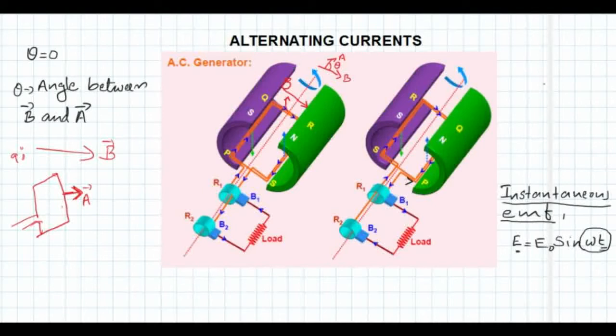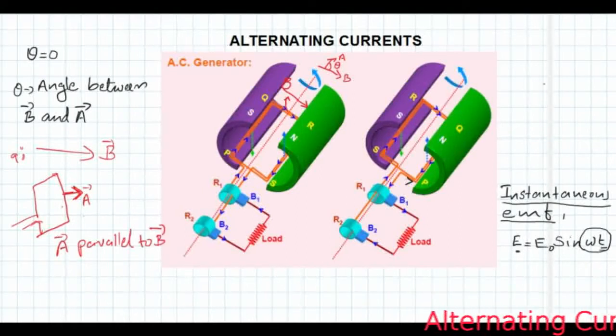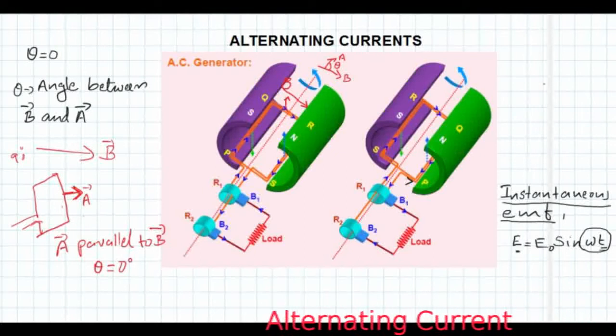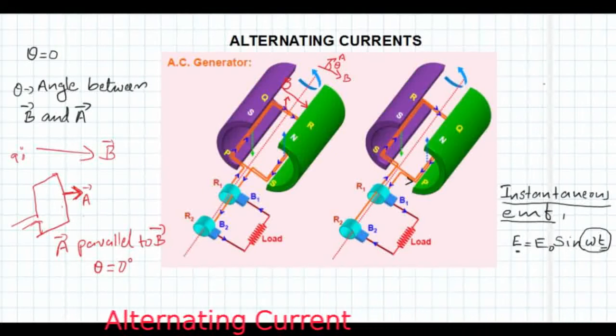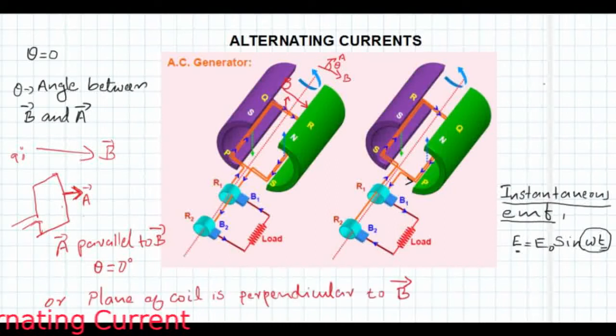When theta equal to 0 means what? The area vector of the coil and B are parallel to each other. In other words, the plane of the coil is perpendicular to the direction of B. Or the area vector A is parallel to B, right? But the plane of the coil is perpendicular to B. That is a point to be noticed. So when the area vector is parallel to B, then the plane of the coil is perpendicular to B. That is the condition theta equal to 0.